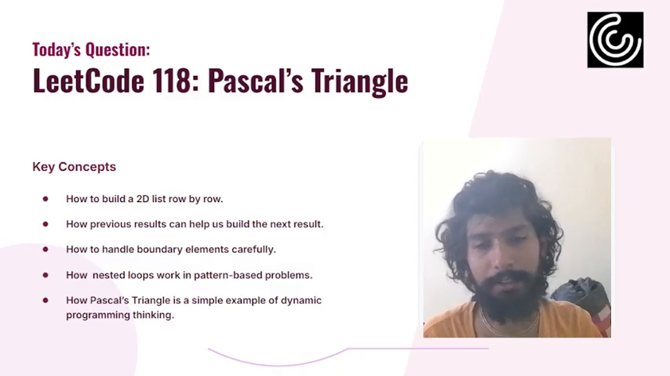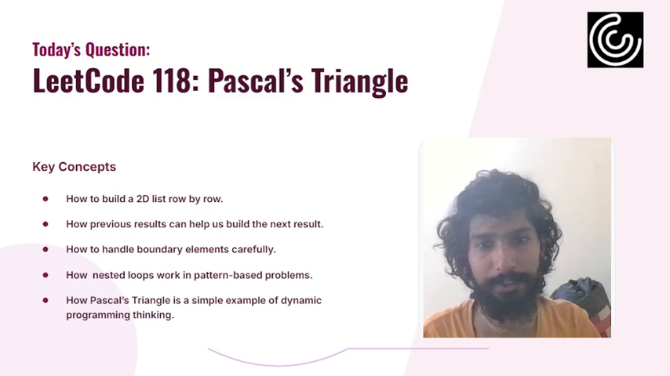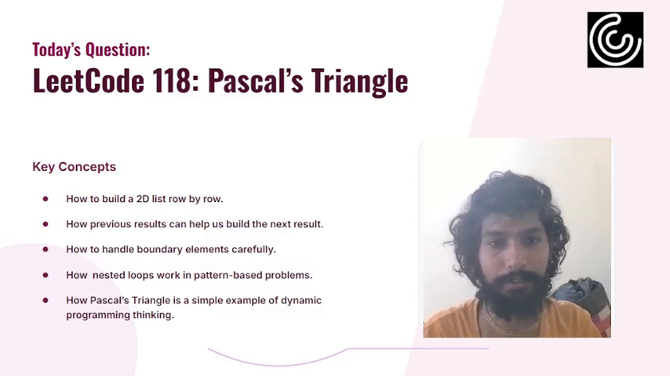First, how to build a 2D list row by row. Second, how previous results can help us build the next result. Third, how to handle boundary elements carefully. Fourth, how nested loops work in pattern-based problems. And fifth, how Pascal's triangle is a simple example of dynamic programming thinking.